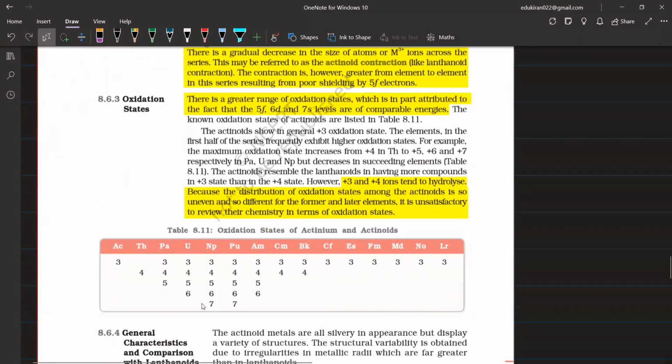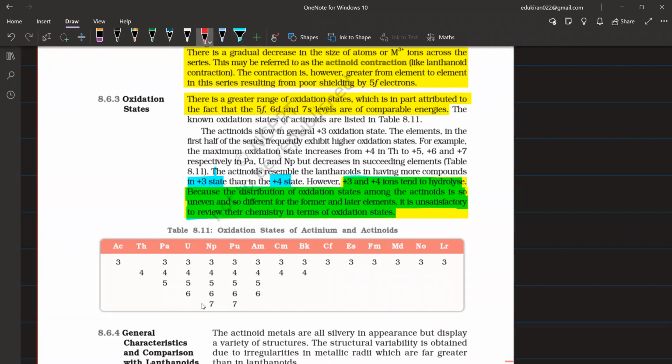In oxidation state, generally you can say that the actinides resemble lanthanides in having more compounds in the +3 state than in the +4 state. So in actinides also you will have more of the +3 state. However, +3 and +4 ions tend to hydrolyze because the distribution of oxidation states among the actinides is so uneven and so different for the former and later elements. It is unsatisfactory to review their chemistry in terms of oxidation state.